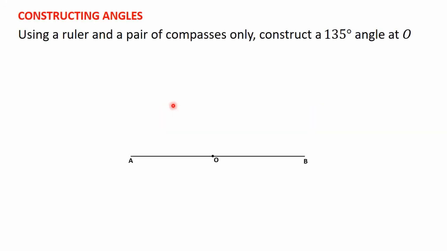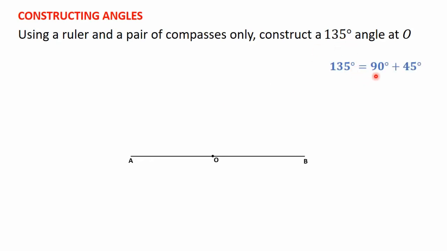Let's start. We have a question here. It says that using a ruler and a pair of compasses only, construct a 135 degrees angle at O. So we have the line AB here, and this is point O, which falls on the line AB. We are going to construct a 135 degrees angle at point O.